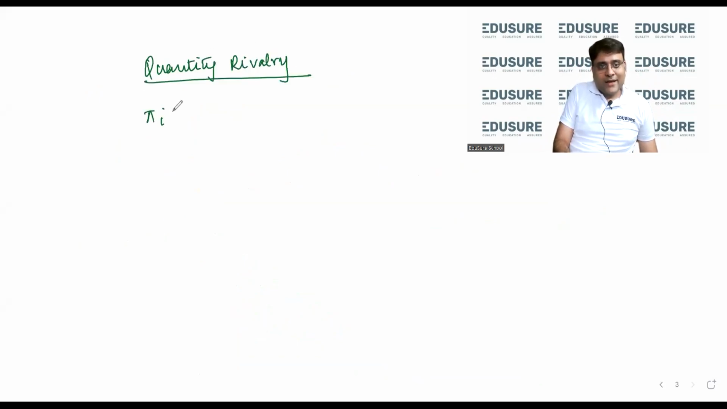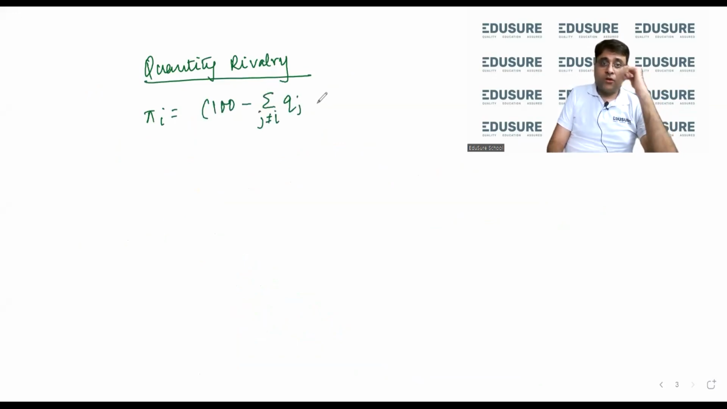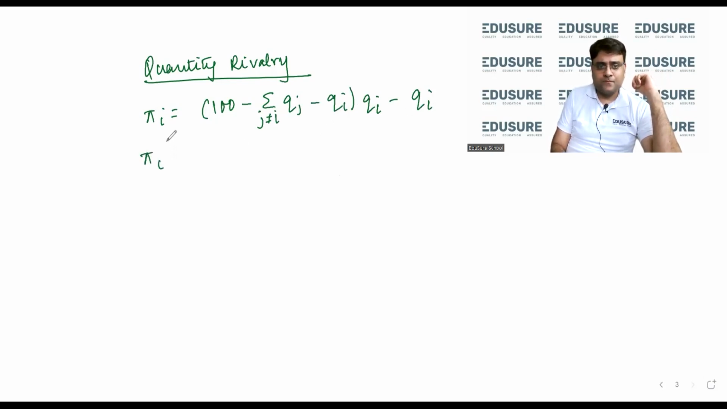So the profit of the ith firm is equal to 100 minus the summation over j not equal to i of qj minus qi, into qi, minus qi. This is the profit of the ith firm. Cost is equal to qi. Everything is rhyming today. So this is 100 minus the summation over j not equal to i of qj minus 2qi minus 1.